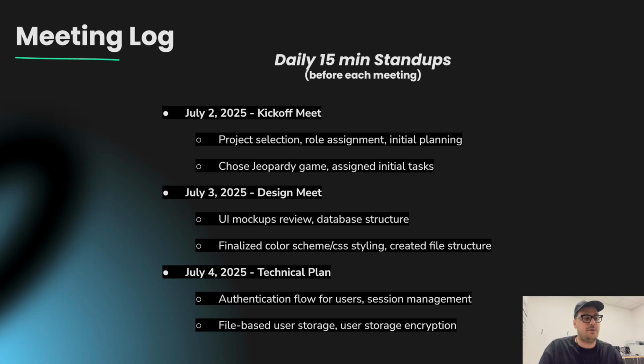So before each meeting, we would kick off a meet, and for example, on July 2nd, we had our project selection, role assignment, and initial planning. We chose the Jeopardy game and assigned initial tasks. July 3rd, we had our design meet. We talked about UI mockups, review. We did our database structure. We discussed the types of functionality we would like with our forms, and we finalized our color scheme and CSS styling so that we could have a mock Jeopardy type of style and feel. We also worked on our file structure.